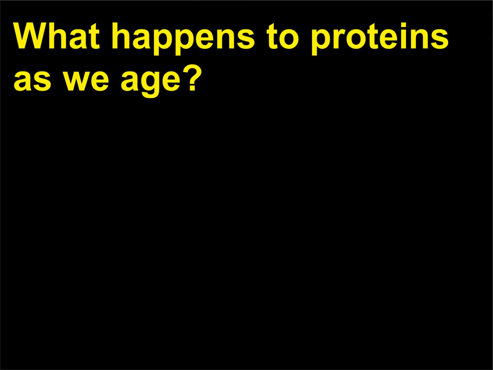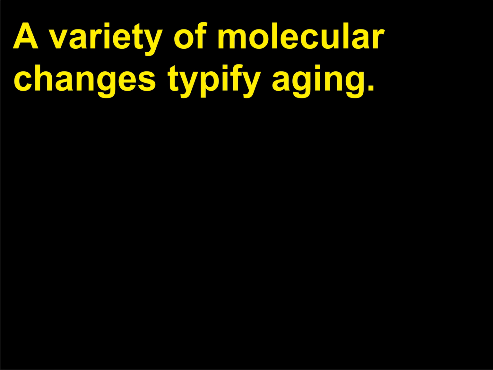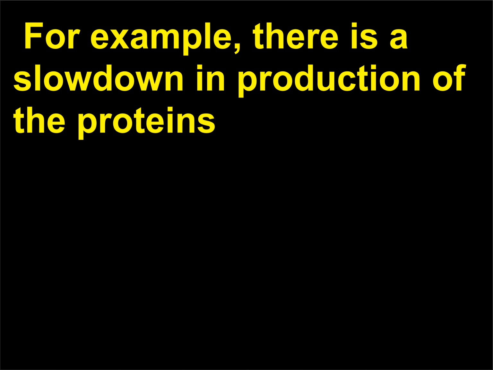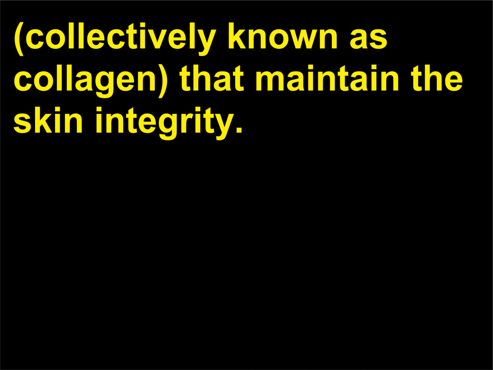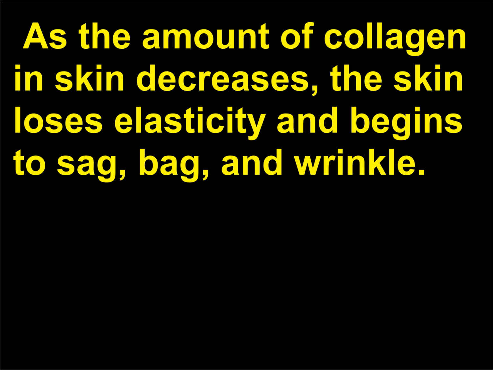What happens to proteins as we age? A variety of molecular changes typify aging. For example, there is a slowdown in production of the proteins collectively known as collagen, that maintain the skin integrity. As the amount of collagen in skin decreases, the skin loses elasticity and begins to sag, bag, and wrinkle.